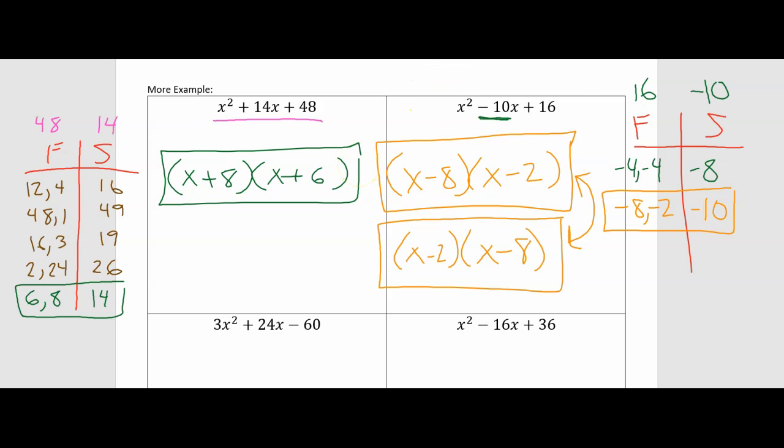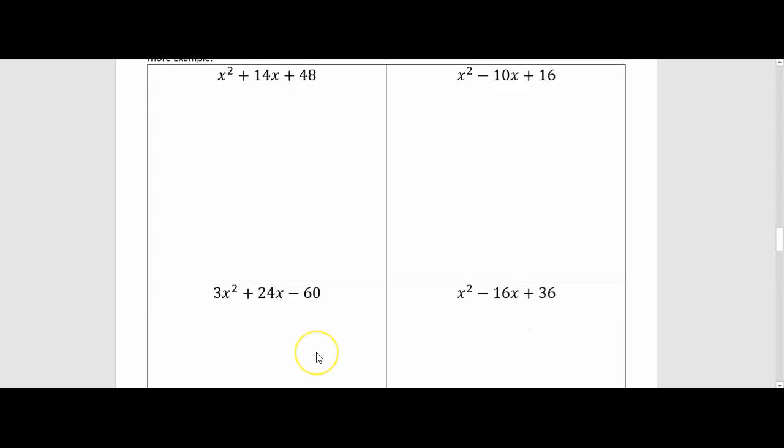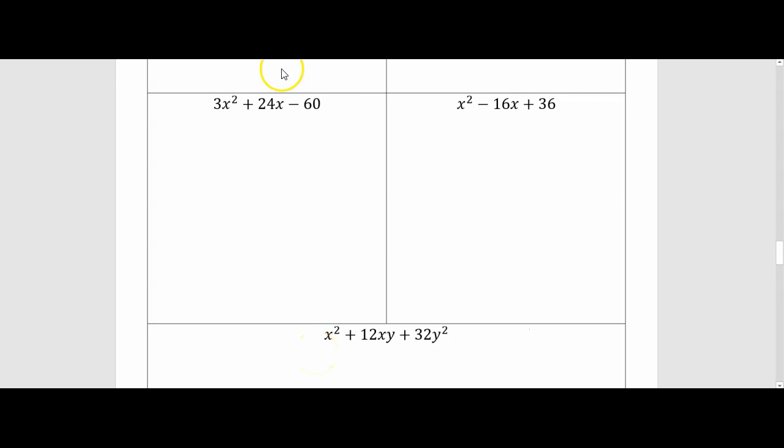Okay, one more. This one's a little different. So we're going to look at 3x squared plus 24x minus 60. Now, the first thing you may notice is that this x squared has a 3 as its coefficient rather than a 1. All of the ones we've done today have had a 1 in front of the x squared rather than some other number. So the method that we learned today doesn't work if we have a 3 or any other number other than 1 in front of our first term. So we have to do something first.